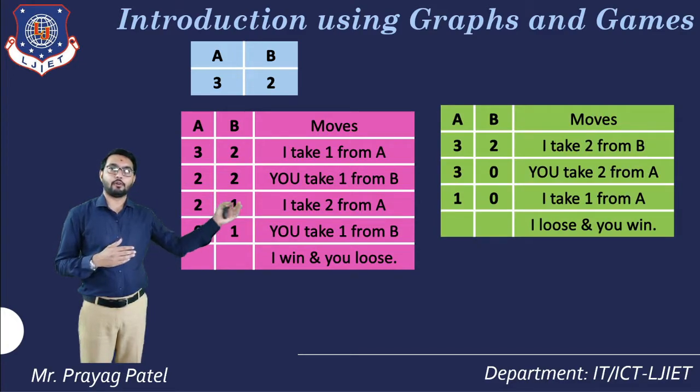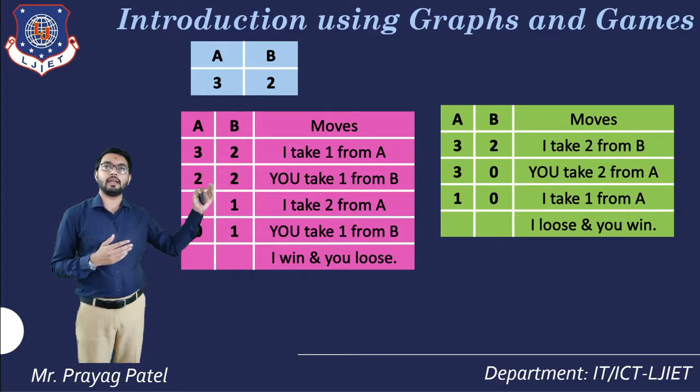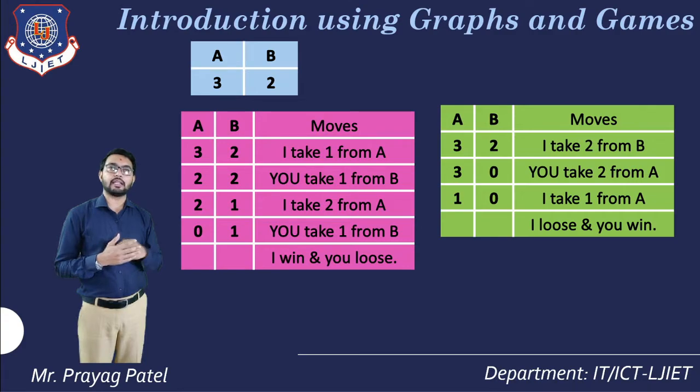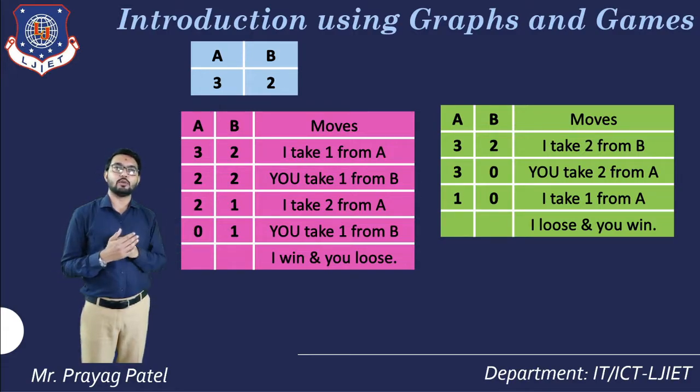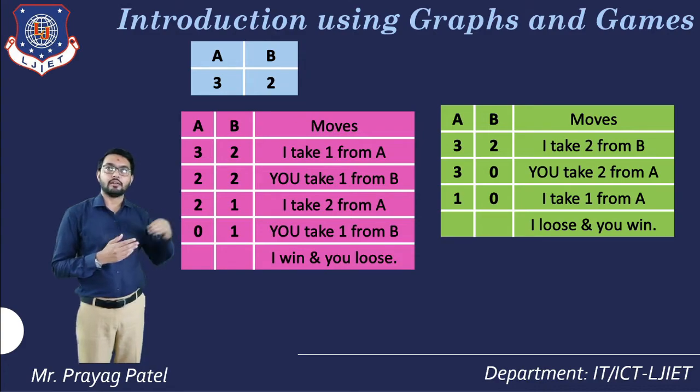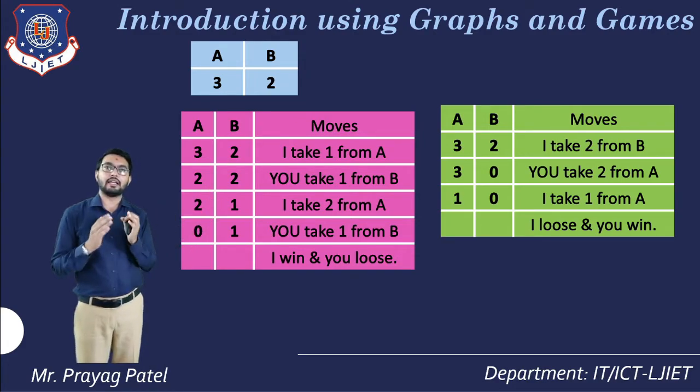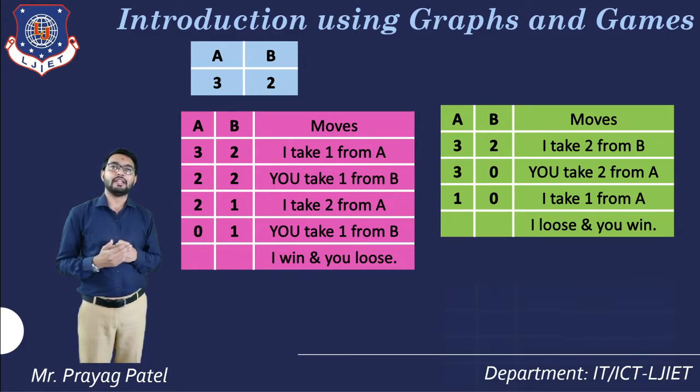Now consider the fourth possibility, or fourth way. Initially 2 objects are there. I take 2 objects from B, so the remaining object is 0. Now you take 2 objects from A. Then one object is remaining in heap A, so here the remaining object is 1. I take one from A because there is only one object. So the last result is I lost the game and you win the game.